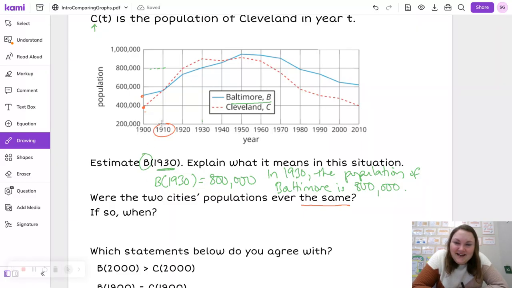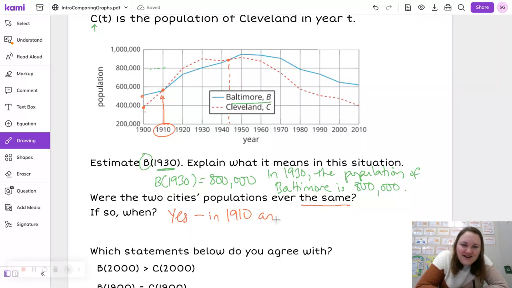So for example, in 1910, I can see those two lines cross right here, which would mean they both have the same population. Were the two cities' populations ever the same? Yes. If so, when? In 1910. Is that the only time? Look at that graph. Looks like in 1910, and then it happens again one more time right here. This is going to have to be an estimate, and it looks like a little before halfway, so I'm going to say 1940. Let's do 1943. It's an estimate, so I'm guessing there with that year.